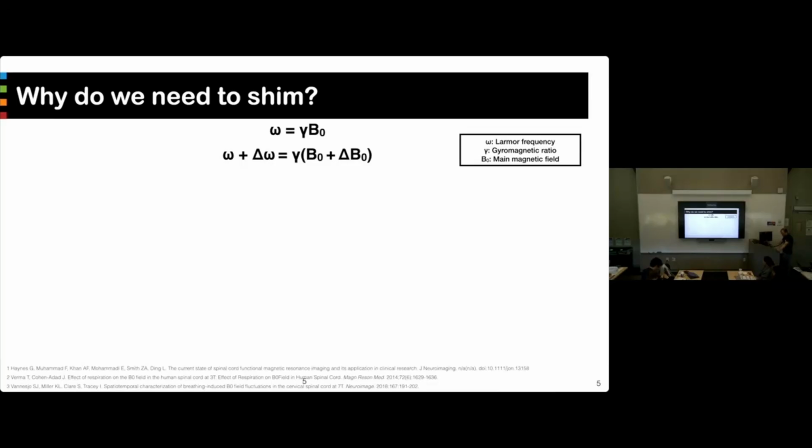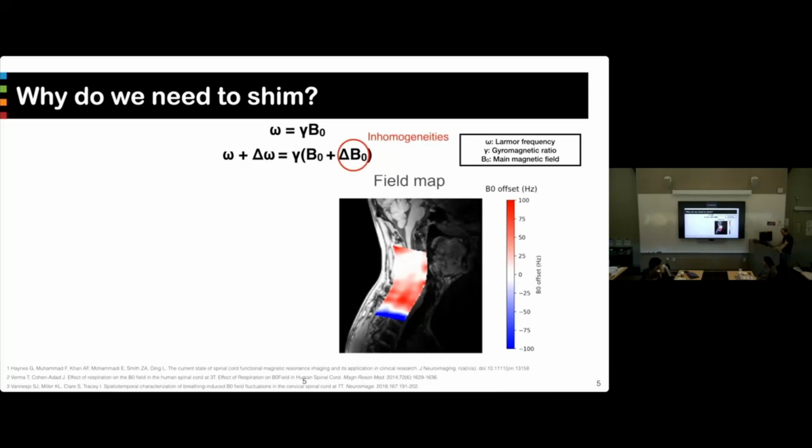So why do we need to shim? Well, in an ideal world, all your spins are at the Larmor frequency. However, that's not the case. Inhomogeneities are present. And that is what we capture when we take a B0 field map. We capture the delta F, in this case, the frequency offset that's directly proportional to these delta B0 inhomogeneities.